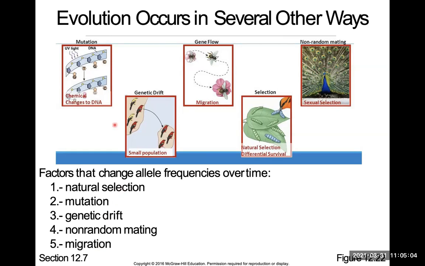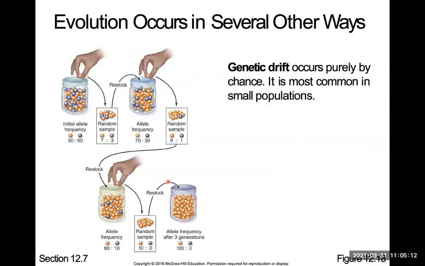Let's talk about these. You already know what natural selection is. You know what mutation is. We talked about this before. So let's talk about genetic drift. Genetic drift happens by chance. So it's most common in small populations. Here's an example. This is a jar filled with blue and orange balls. Since it's random, by random chance, only one blue ball got picked, whereas most of them are orange. So the frequency is 9 to 1 here.